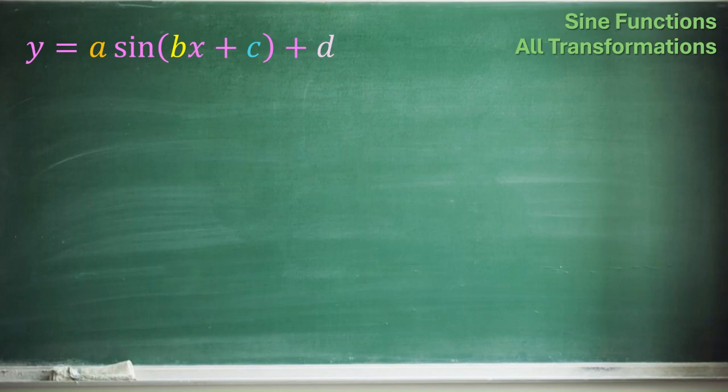So a lot of times we see transformations explained using the letters A, B, C, and D. You can see that I've color-coded those in this equation. Let's talk about what each of these transformations does to the graph of sine, how we calculate the values, and then we'll do it on an actual problem.